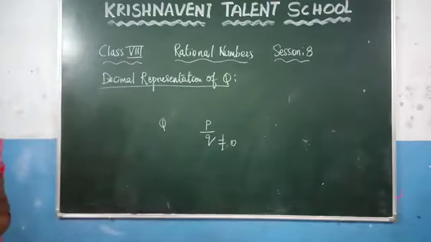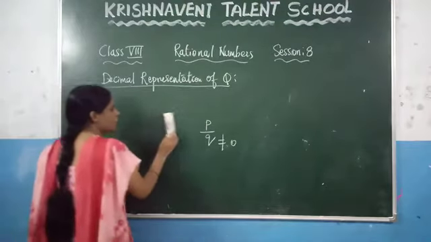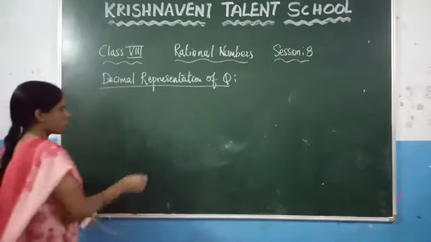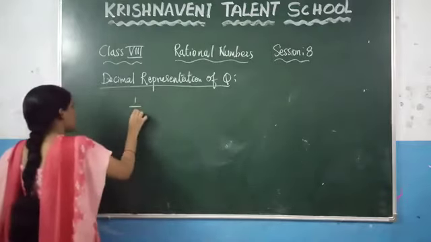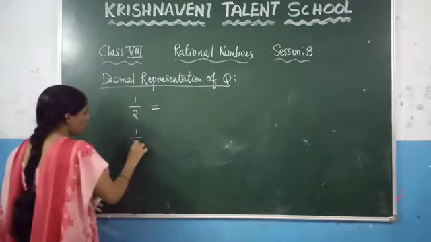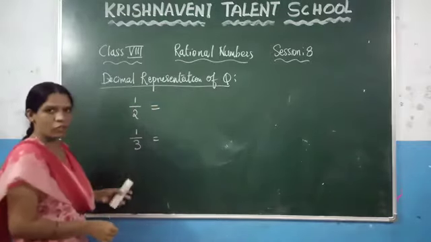those numbers we call rational numbers. Now, how do you represent the decimal representation of rational numbers? So here, let us consider a few examples. After that, we are going to discuss what is the value of 1 by 2 and what is the value of 1 by 3.